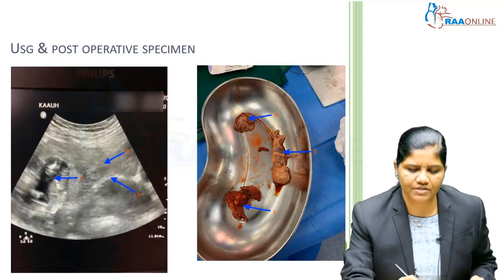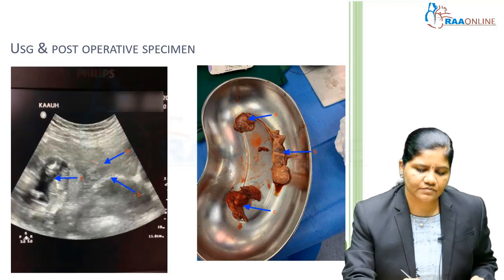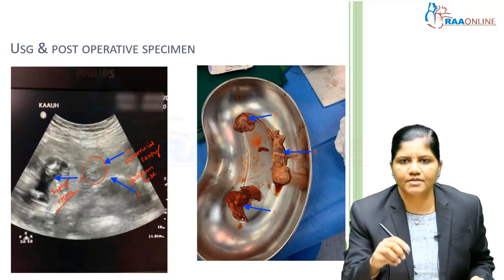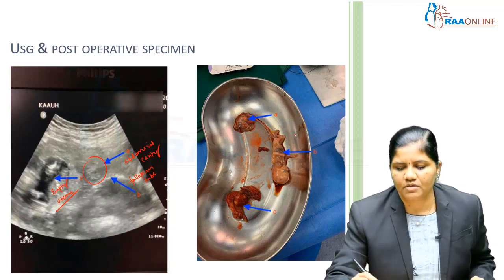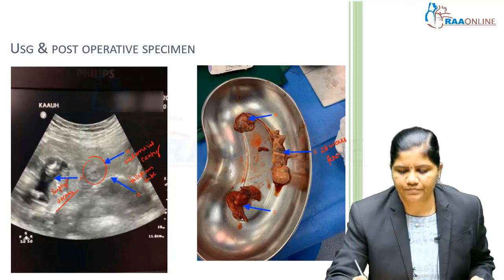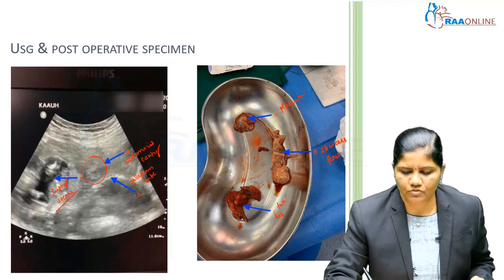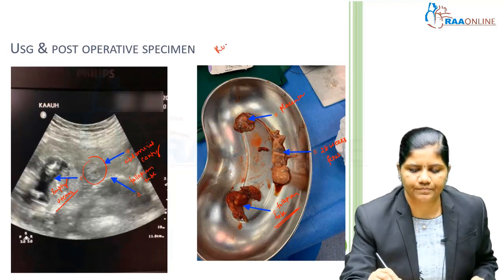Here this is the ultrasound investigation. This is the fetus which is present in the abdominal cavity, the live fetus, and this is the fallopian tube. This is the empty uterus. This is the same patient after the operation. The specimen shows a 28-week fetus with the placenta, and this is the fallopian tube. So this is a case of ruptured ectopic pregnancy. We will discuss this case scenario later.